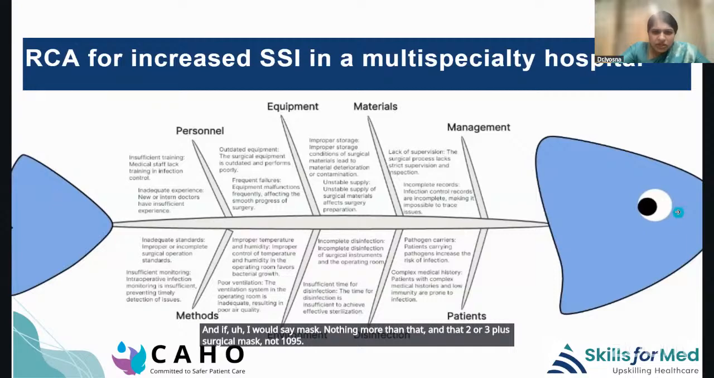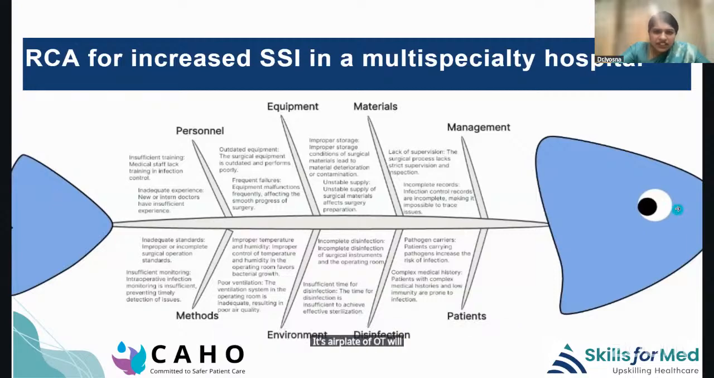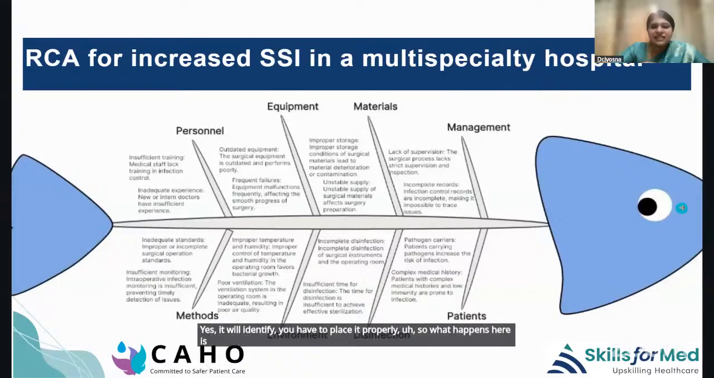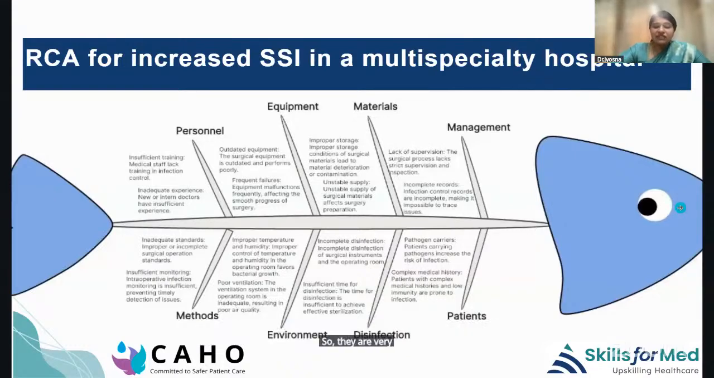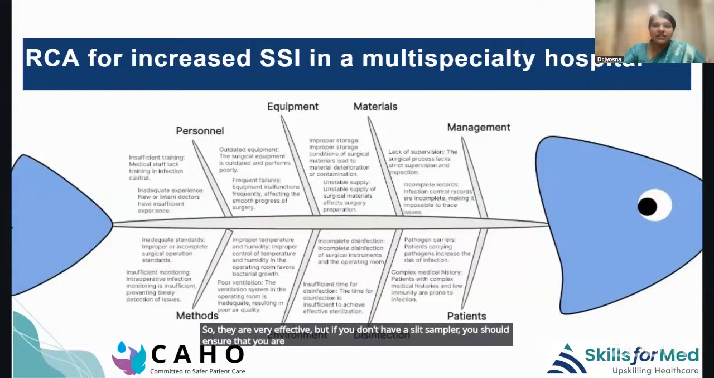Will an air plate in the OT identify the infection growth? Yes, it will identify. You have to place it properly. So what happens here is you have these slit samplers which are available now. They are very effective. But if you don't have a slit sampler, you should ensure that you place 4 plates in the 4 corners of your OT, 1 meter from the wall, 1 meter from the ground. That is where you have to place it.